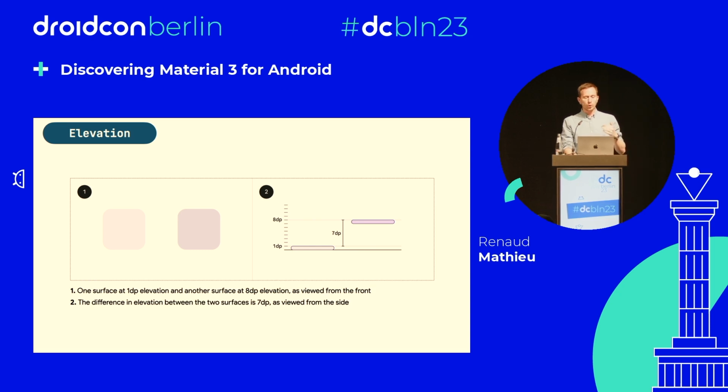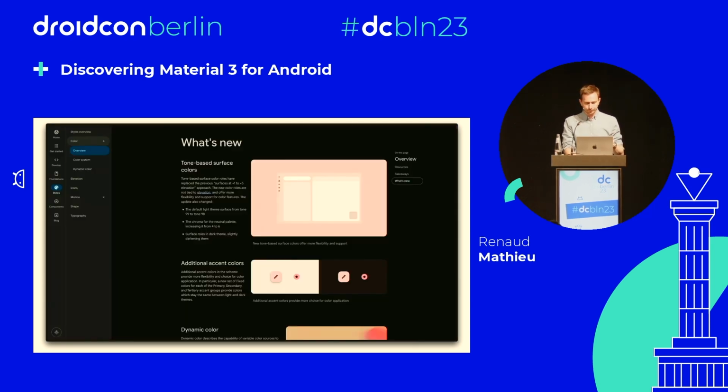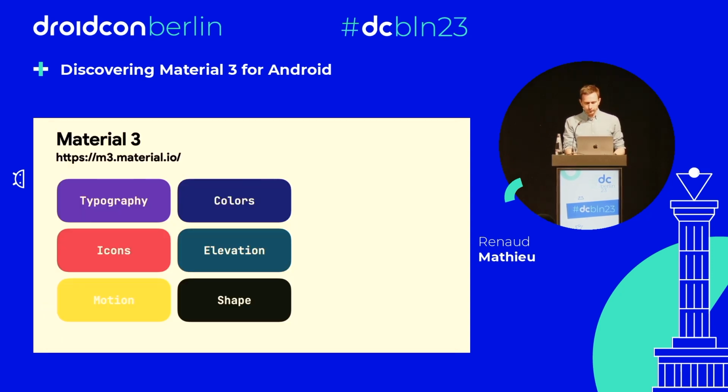It's also automatically generated. This is from March. So basically, in March, they introduced the tone-based surface in Material 3. And it's also part of the what's new from the overview that you can find on Material 3. So that's a big change here.